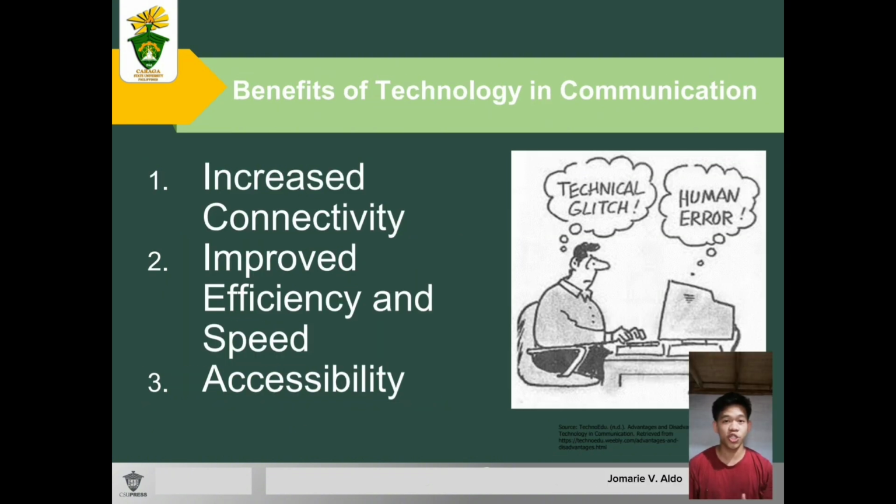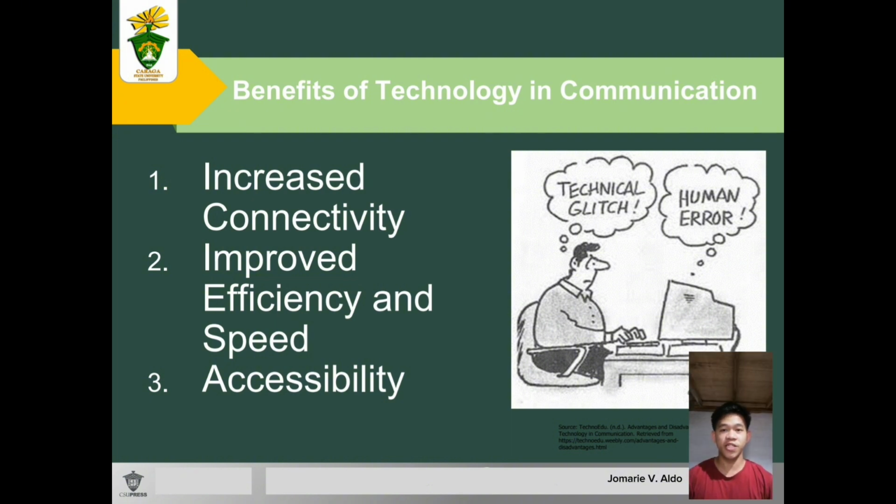The benefits of technology in communication. Technology has completely transformed how we connect and interact with each other. Here are three major benefits. One is increased connectivity. Technology enables us to stay connected with people across the globe, facilitating real-time communication through emails, social media, and messaging apps. This connectivity supports personal relationships and business collaborations, allowing for instant communication regardless of distance. Technology allows us to communicate with anyone, anywhere in the world.